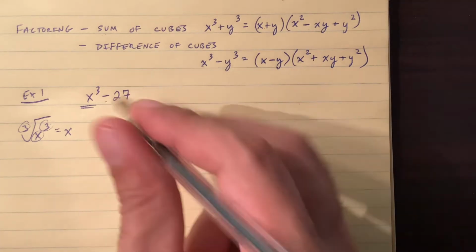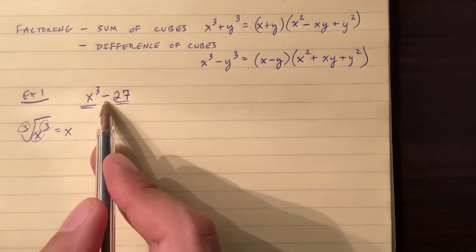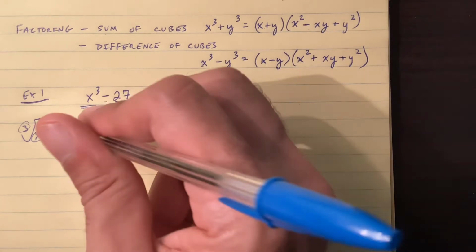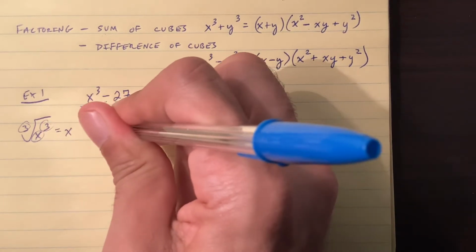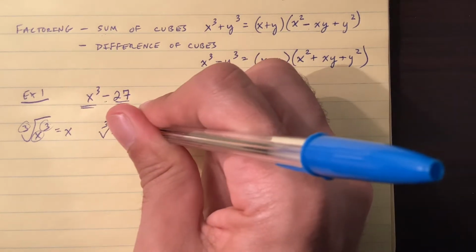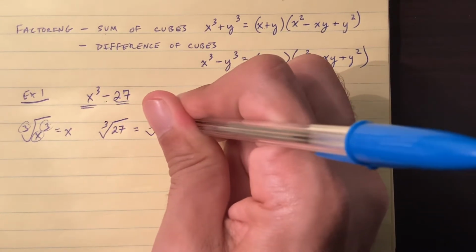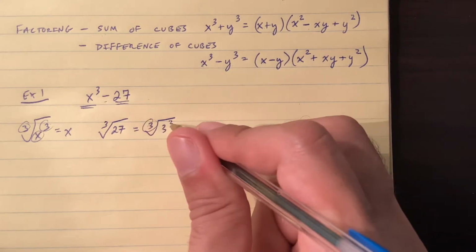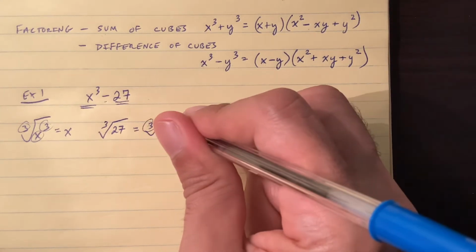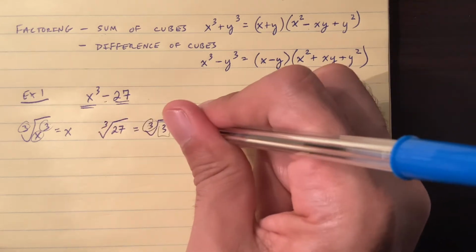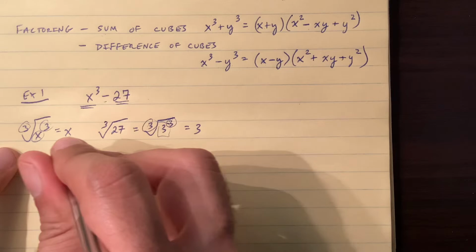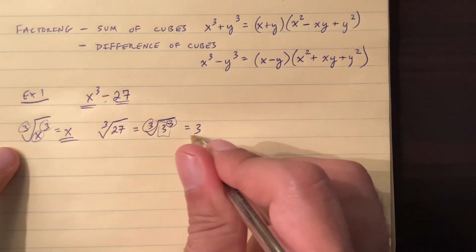Let's do the same thing with the 27. We're not going to worry about the minus. It's not negative 27, it's minus because it's the difference of cubes. Cube root of 27. This is the same thing as cube root of 3 cubed. 3 times 3 is 9, times 3 is 27. The index matches the power, so our answer is the base. So this is what x is equal to. This is the first term. And this is what y is equal to.